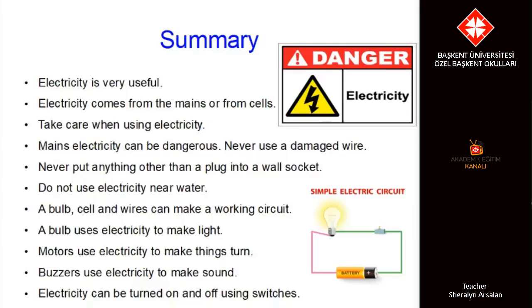A bulb, cell, and wires can make a working circuit. A bulb uses electricity to make light. Motors use electricity to make things turn. Buzzers use electricity to make sound. Electricity can be turned on and off using switches.